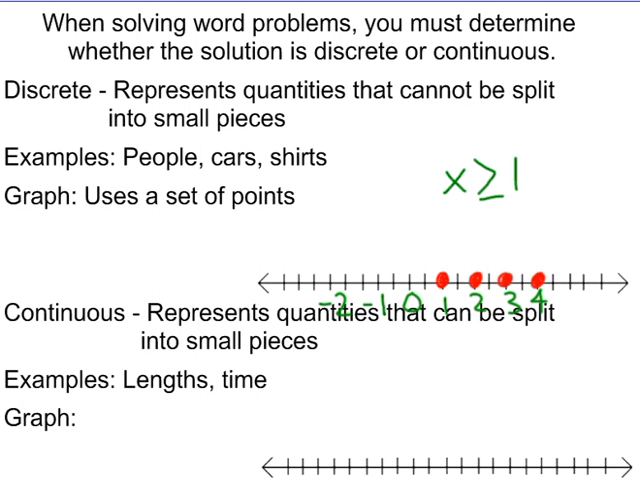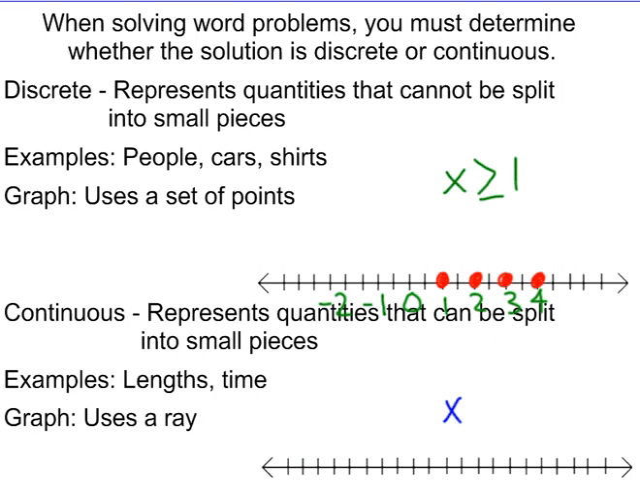Same thing with time. An hour could be split into minutes. Minutes could be split into seconds. Seconds could be split into milliseconds if you want to be especially precise. So those are the types of things where it would make sense to use an arrow, and that would be just like what we were looking at before.